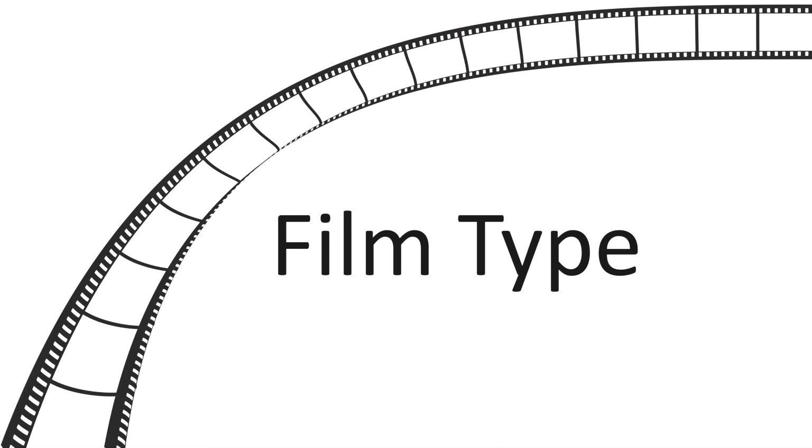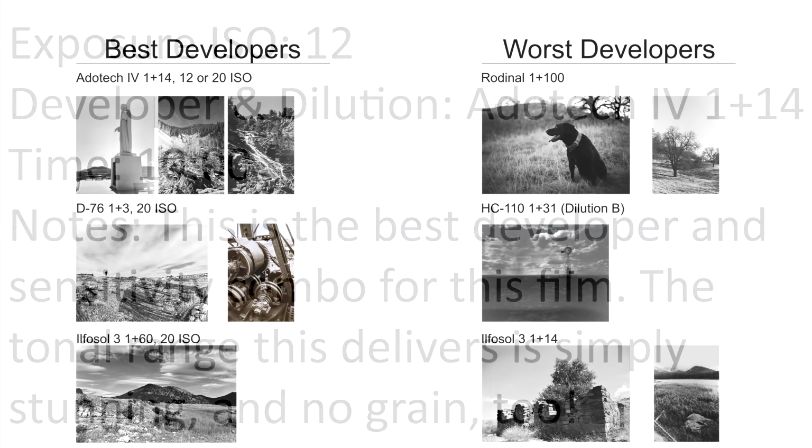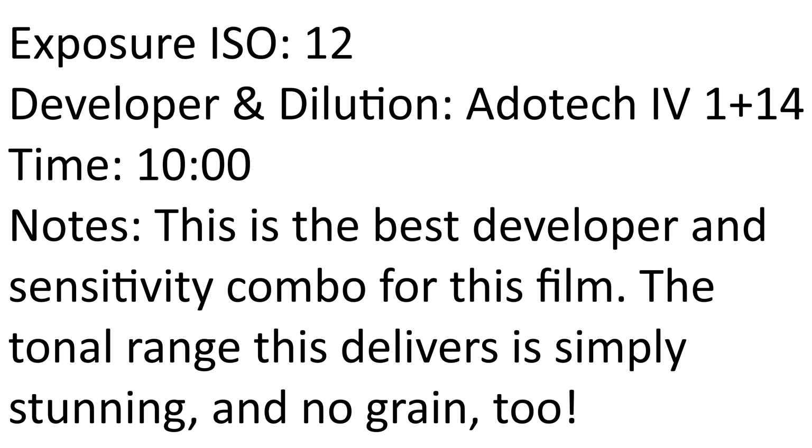This video discusses Adox CMS 22 film and looks at how to use it, the film's characteristics, technical details, and sample images. A quick note, CMS 22 does not mean 22 ISO. It means the second version of Adox CMS 20.